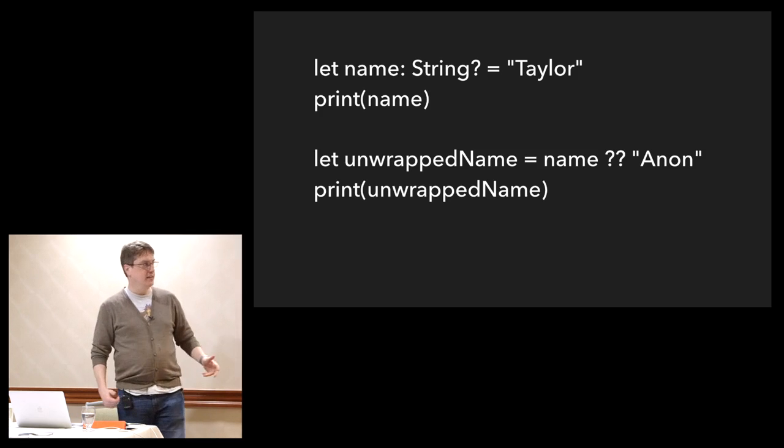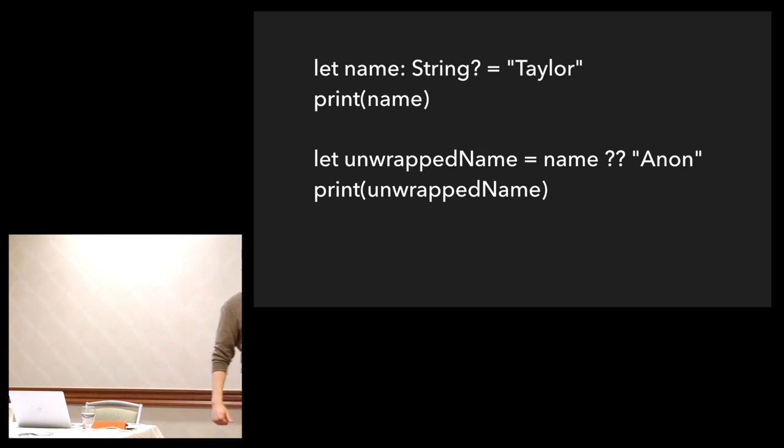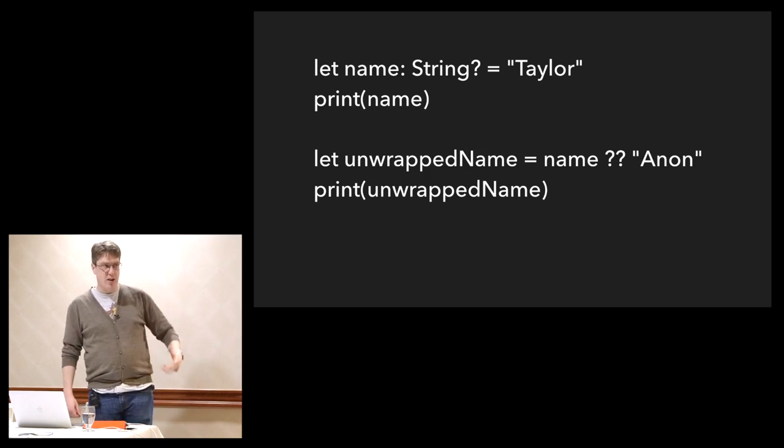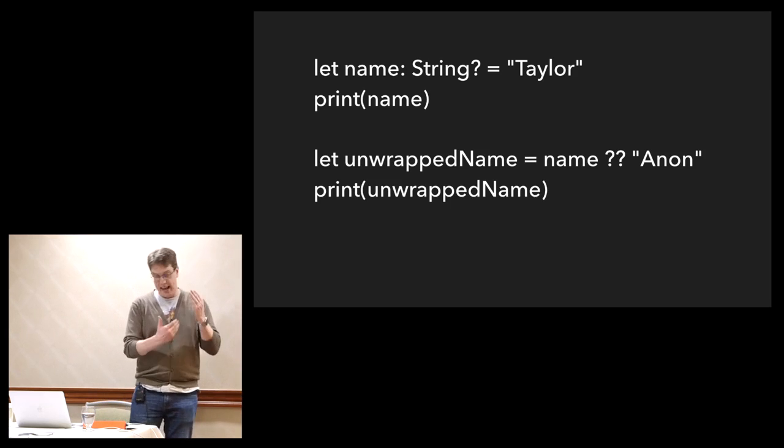What it's doing is saying, if this thing is optional and has a value, unwrap it and use it. If it has not got a value, use this default instead. So it ensures there's always going to be a value. Unwrapped name is no longer an optional string, it's a hard, real string. That's what it does. Very simple. And I'll walk you through some code examples so you can see it yourself.